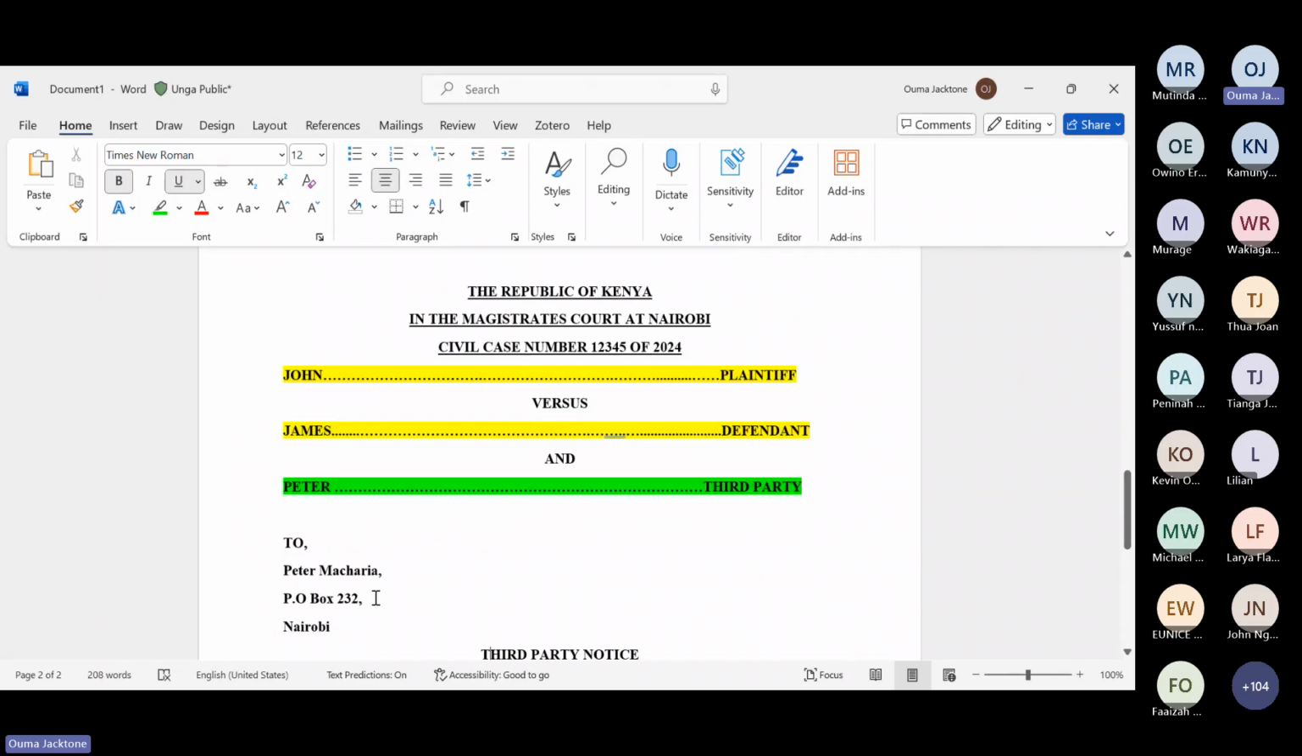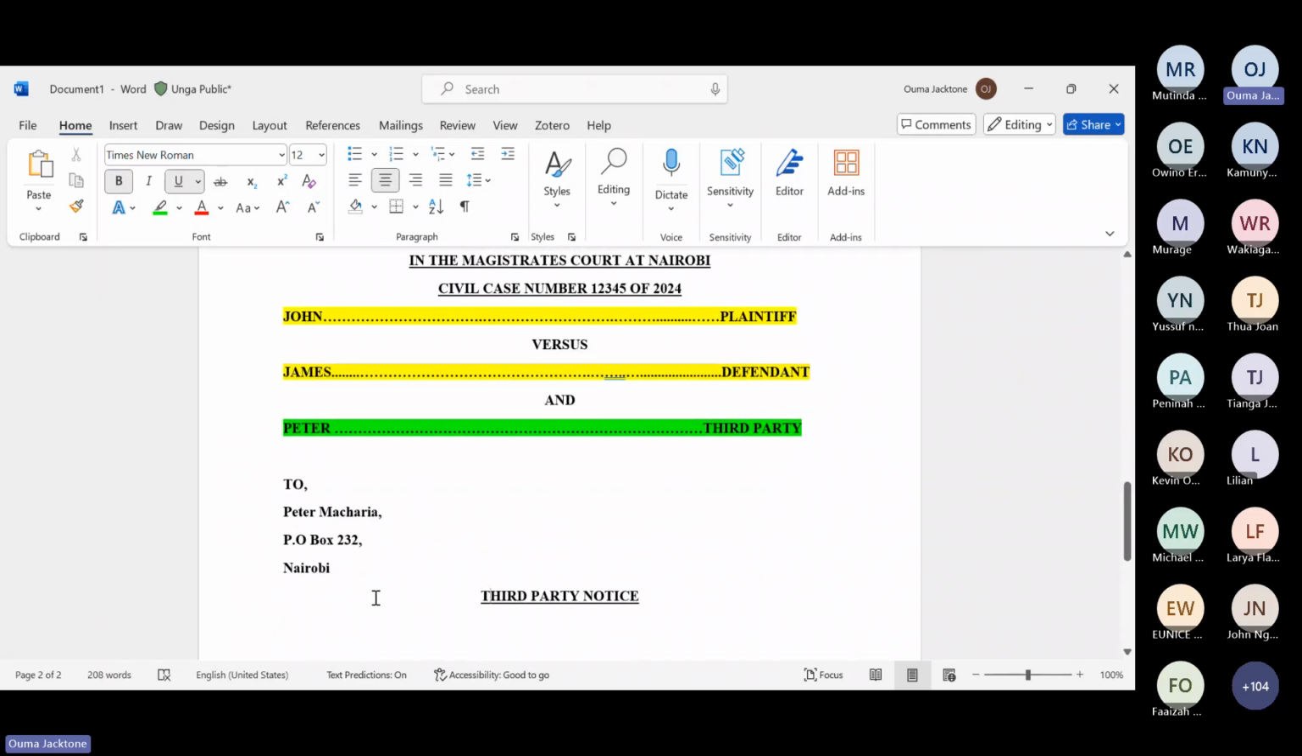Now the notice, like I've said, is a simple statement that, hey, third party, a suit has been filed by the plaintiff against the defendant. The defendant says you are liable to contribute. If you are challenging that, file your response within 14 days. If you don't file a response within 14 days, we shall assume that you've accepted the claim of the defendant. Full stop. Drawn and filed by, to be served upon. Full stop. Guys, isn't it simple? Drafting a third-party notice is simple.